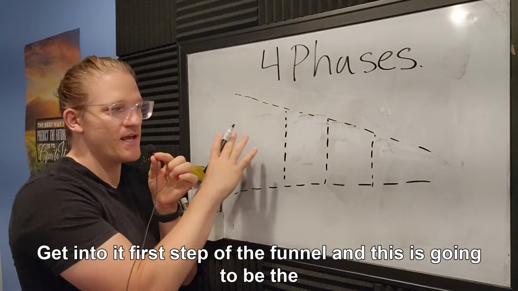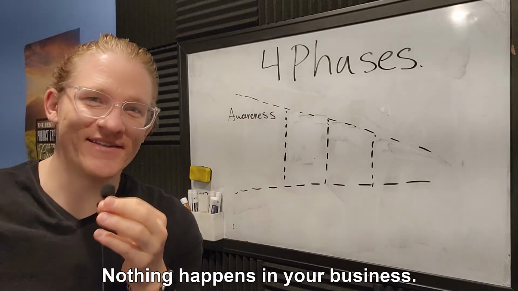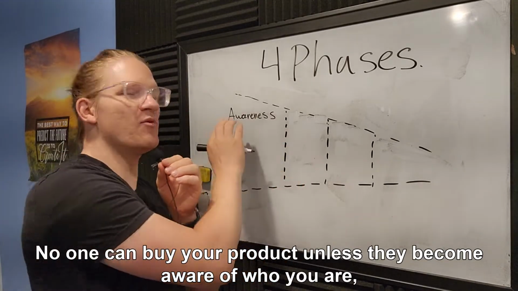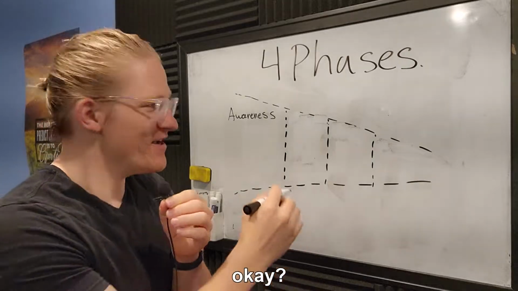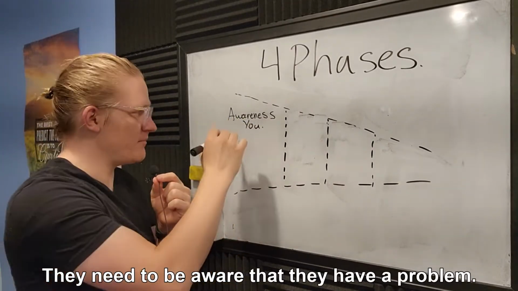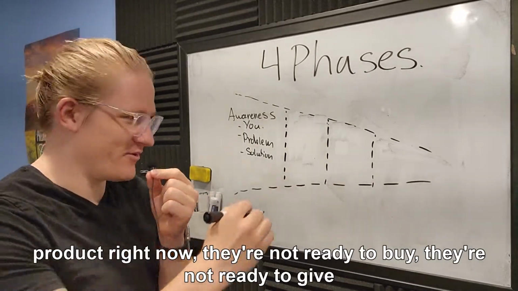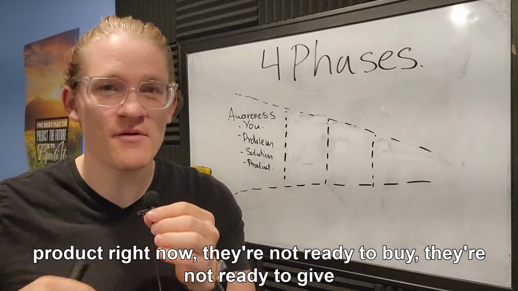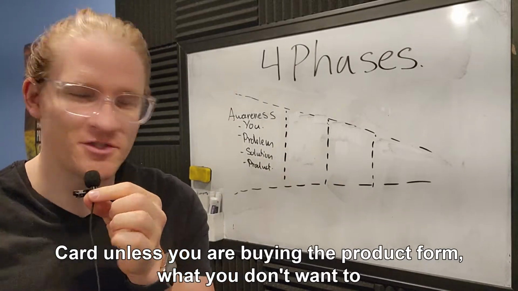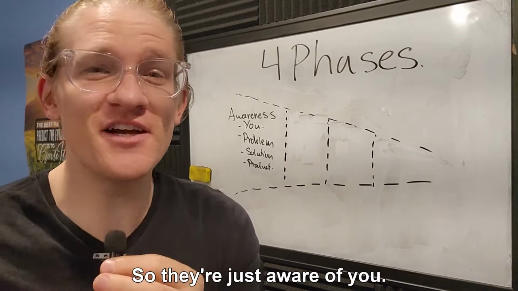First step of the funnel, and this is going to be the widest part, is awareness. Nothing happens in your business. No one can buy your product unless they become aware of who you are. They need to be aware that they have a problem. They need to become aware of your solution, aka your network marketing product, right? Now, they're not ready to buy. They're not ready to give you their credit card unless you are buying the product for them, which you don't want to do. Don't use your credit card, use their credit card. So they're just aware of you.